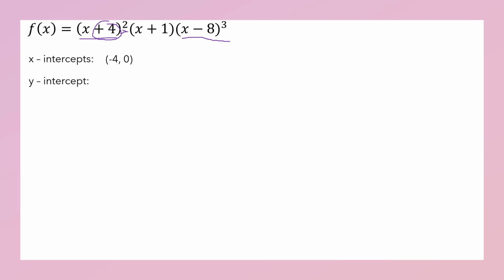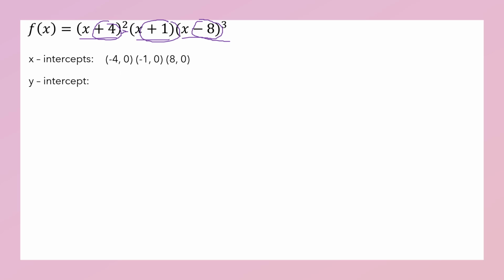Next one, we do have x plus 1. So opposite of positive 1 is negative 1. So we do have negative 1, 0. Then x minus 8, opposite of negative 8 is positive 8. So positive 8, 0. We're not going to write it 3 times again, because the purpose of getting the intercepts is to plot those points. Since it is the same as 8, 0, they will all have the same location.